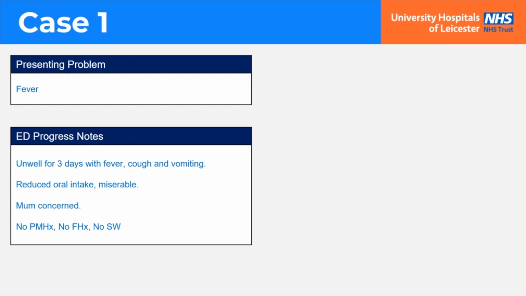and when we look at her triage assessment notes, we can see the assessment nurse has written she's been unwell for 3 days with a fever, cough and vomiting. She's got a reduced oral intake and she's miserable. Mum is worried. There's no significant past medical history, family history, and no social worker, which is a question we ask routinely of all attendances.